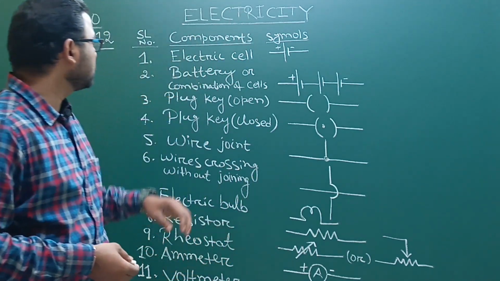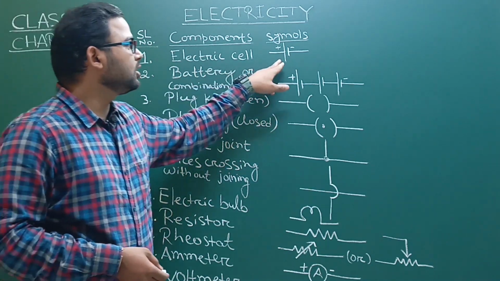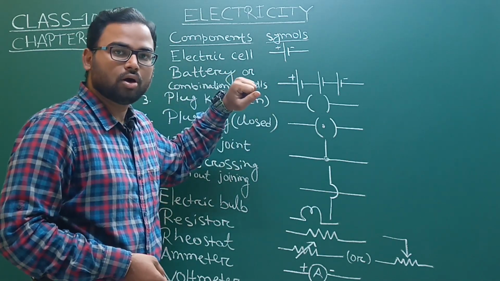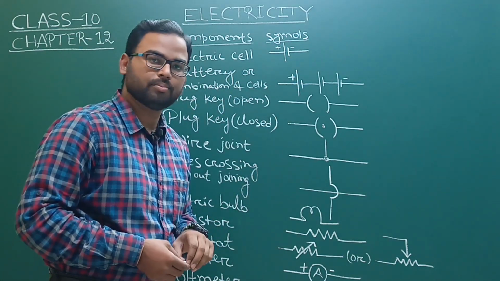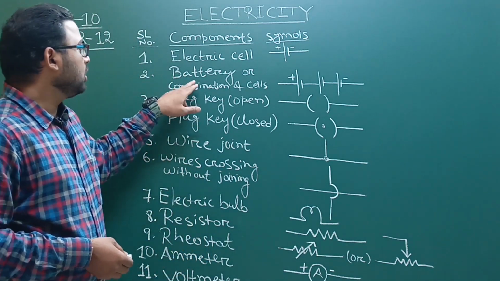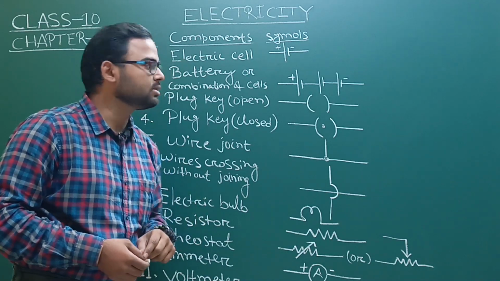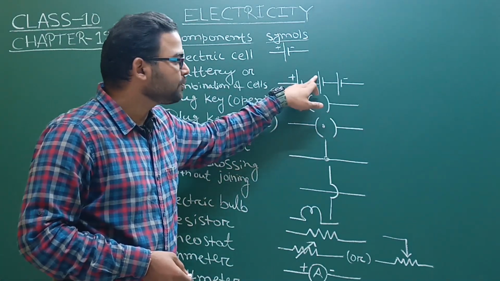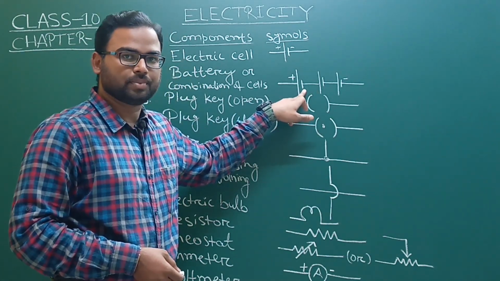Okay, so first is the electric cell. An electric cell is represented by this symbol. This is the positive terminal of a battery and this is the negative terminal of a battery. If we connect a number of cells in series, then the symbol will be like this, meaning one's positive plate is connected to another's negative plate.